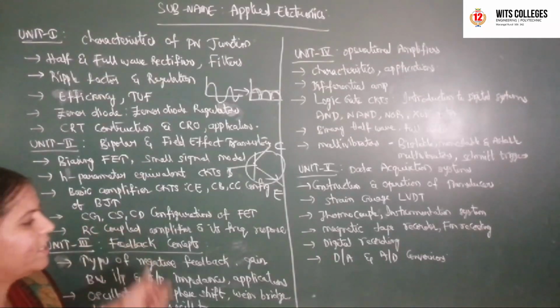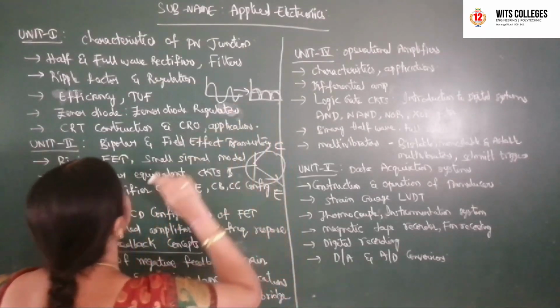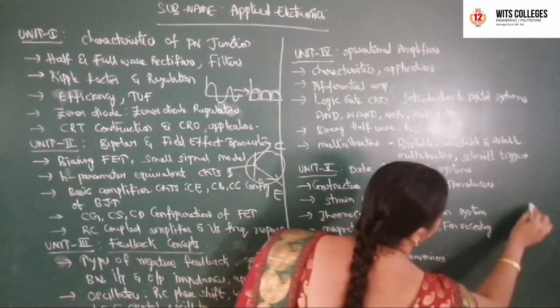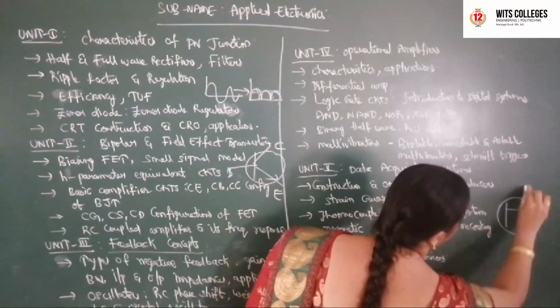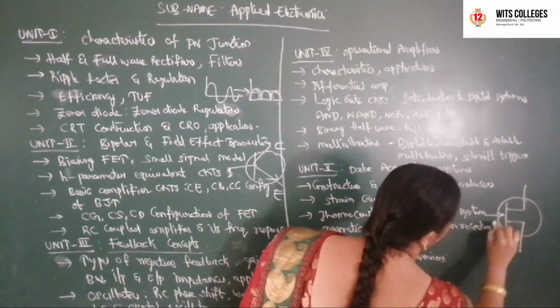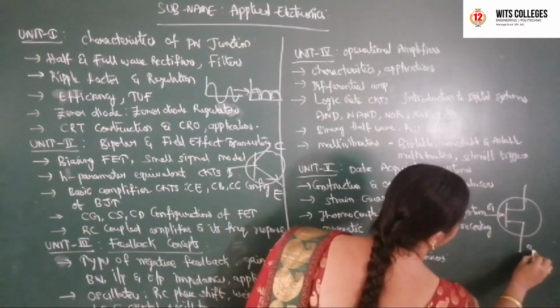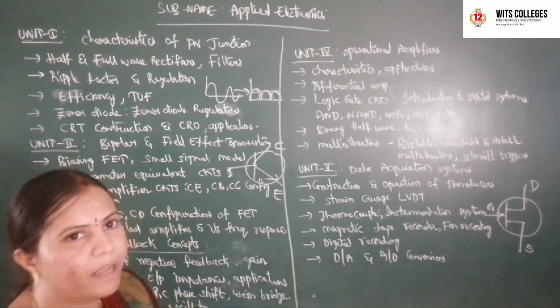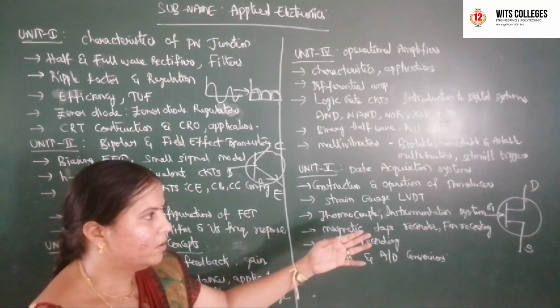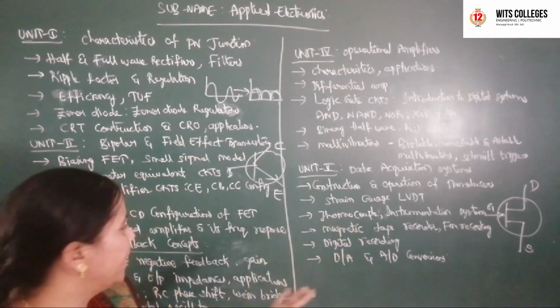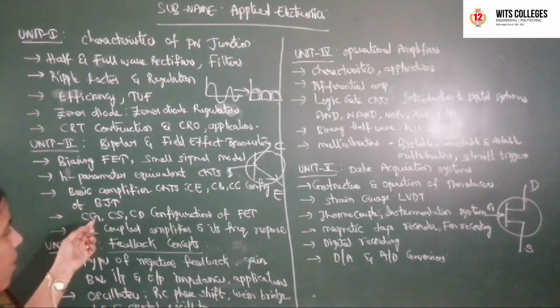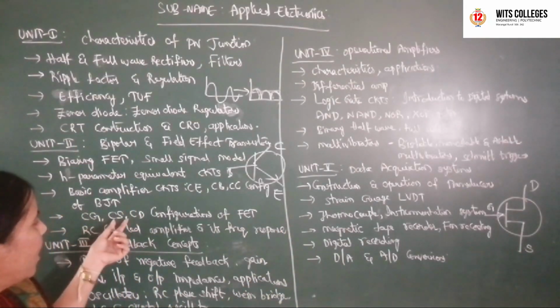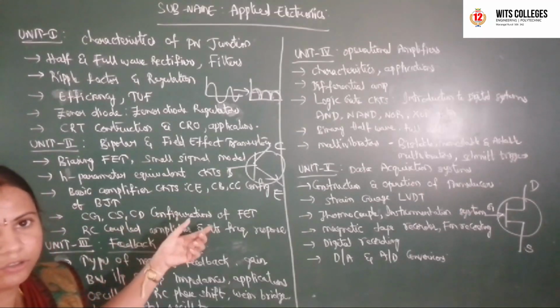Like that, FET ki kuda 3 terminals untai. So this is the circuit symbol of FET. So this is gate terminal, this is source terminal, this is drain terminal. Elagaithe BJT ki 3 terminals, emitter, base, collector untayo, FET ki kuda 3 terminals, gate, drain, source. So what are the common gate, CG means common gate, common source, common drain configurations of the FET.